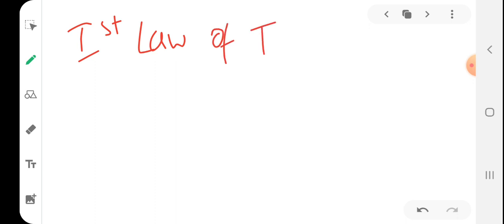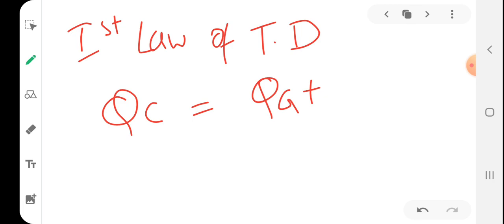Now we can apply the first law of thermodynamics: the cyclic integral of heat transfer should be equal to 0, right? The only output is QC, the only heat rejected, and this QC should be equal to the sum of QG and QE, because these two are input values and this is the output value. So the first law equation can be written as QC equals QG plus QE, right?